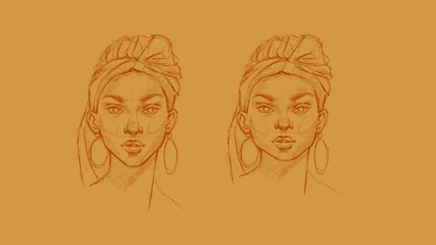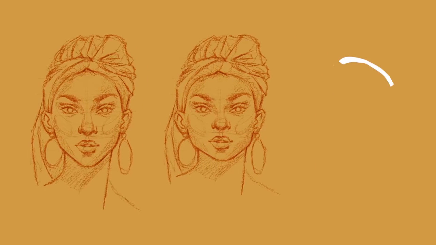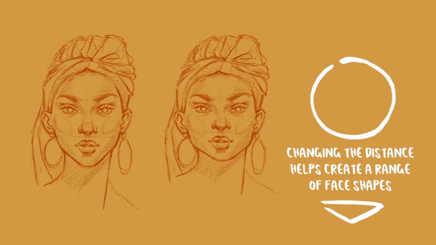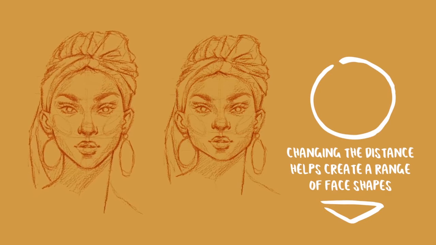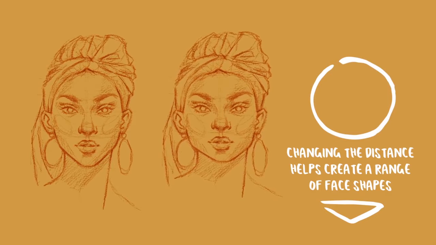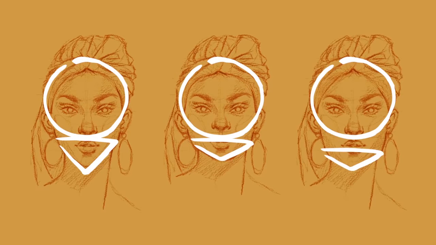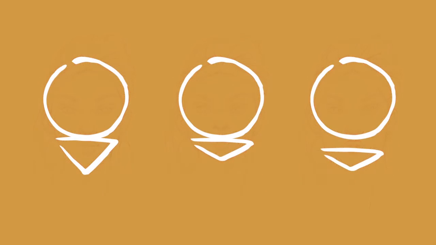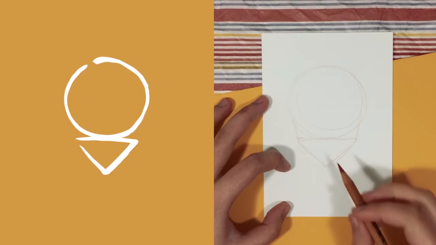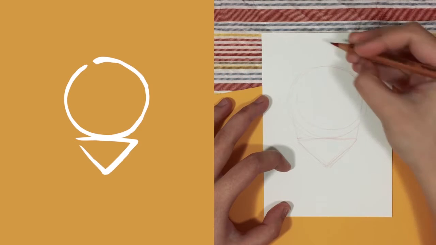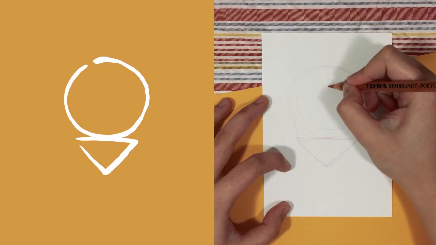The next thing I like to take note of is the distance between the circle and the inverted triangle, because changing this distance can help us create a range of face shapes, such as an oval face shape, a square face shape, and a triangle face shape. There are actually three main combinations that I like to use, which you can see on the screen, but for the demonstration I will be using the first combination and the most common one.